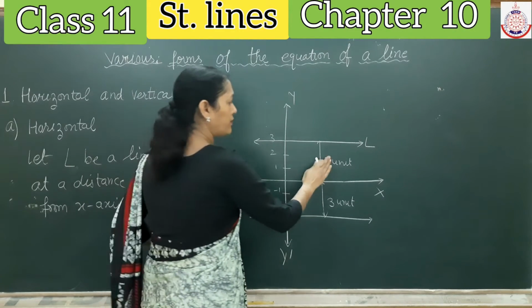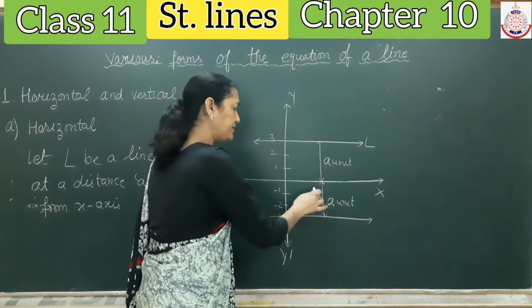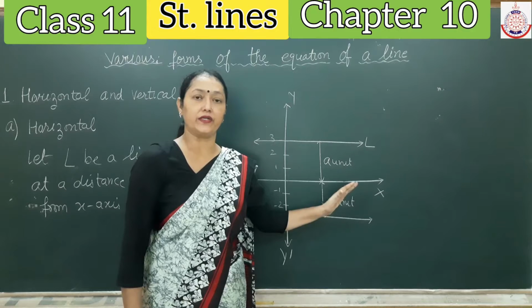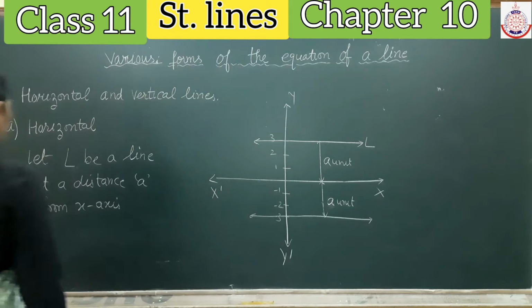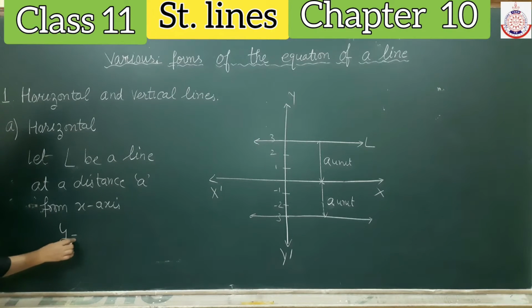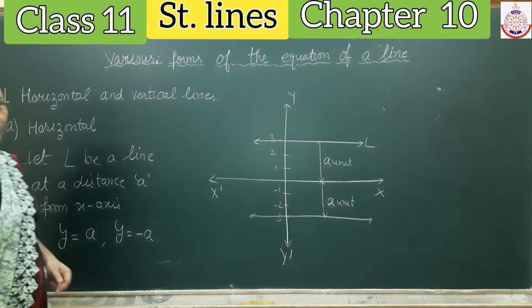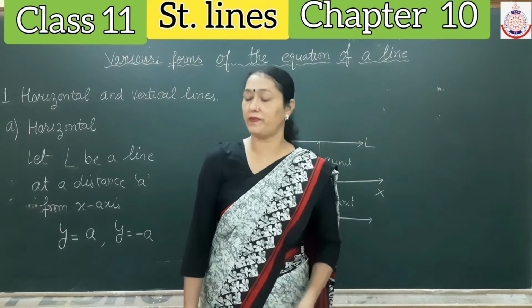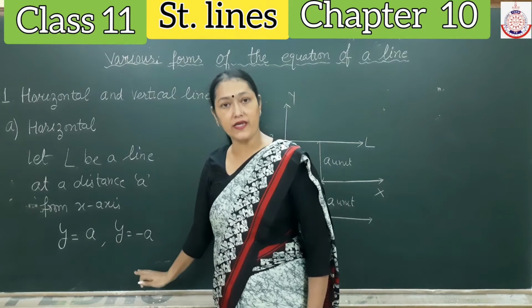So the value of A can be positive or negative. When we say distance, we always take it in positive form. Distance will be A units, but the values can be plus and minus both. Therefore, if we write y equals A or y equals minus A, both these lines are horizontal lines at a distance of A unit from x-axis. That means the equation for a horizontal line can be y equals plus minus A.